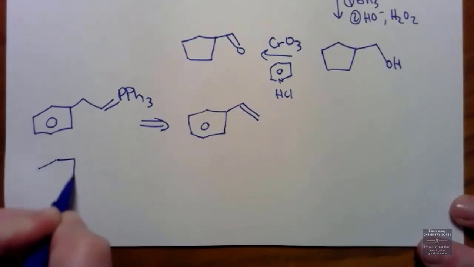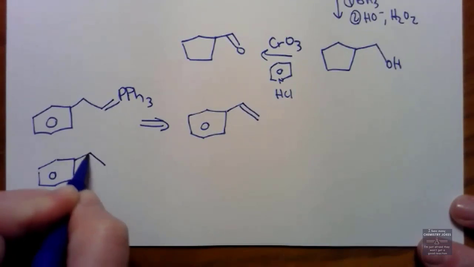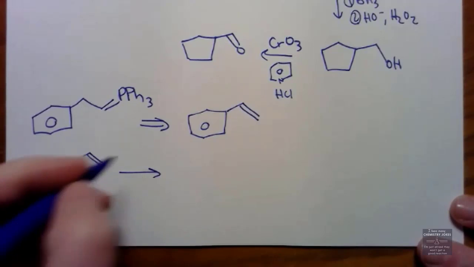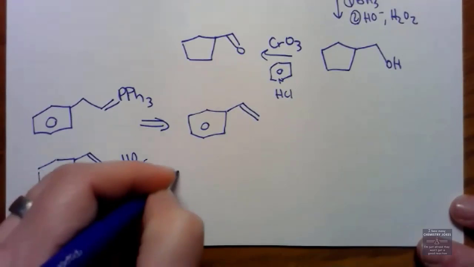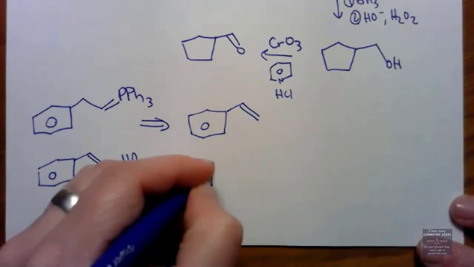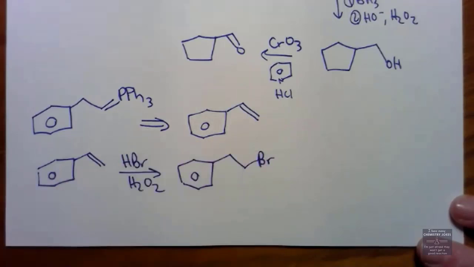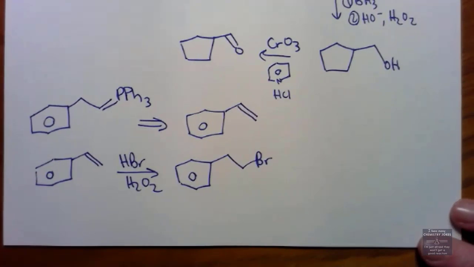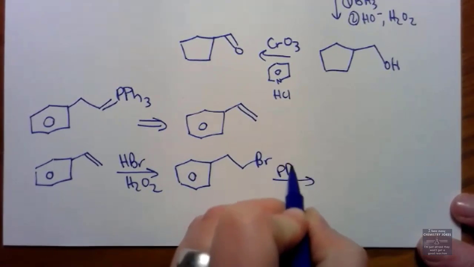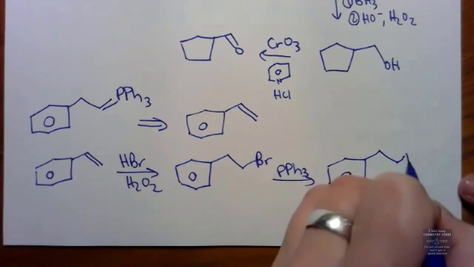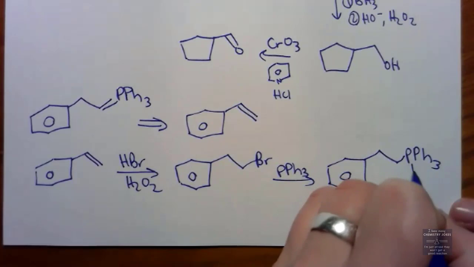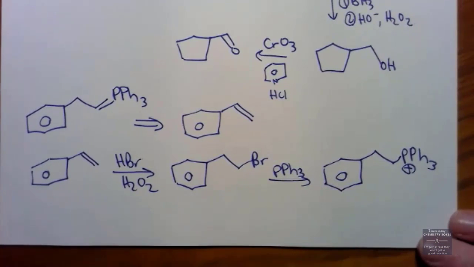8-carbon alkene. Starting from the forward synthesis details, alkene, let's make it HBr and peroxides, give me an anti-Markovnikov Br. Is that the only way to get an anti-Markovnikov Br? No. You can make it an alcohol and do an SN2 on it or something. Then I add some PPh3 so that I get this thing with a positively charged phosphorus.